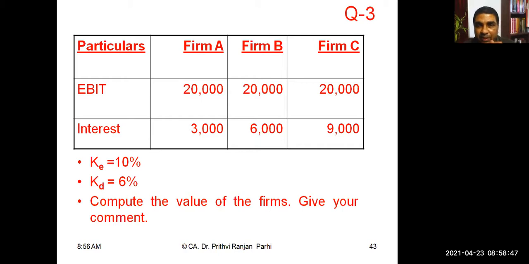Now looking at the interest figure, can you tell me which farm has got more debt? Where debt is more in its capital structure? The C, farm C. When interest is more, then debt is definitely more. And the question also says cost of equity is constant, that is 10%. And cost of debt is also constant. How much is it? 6%. Now we have to compute the value of the farm.